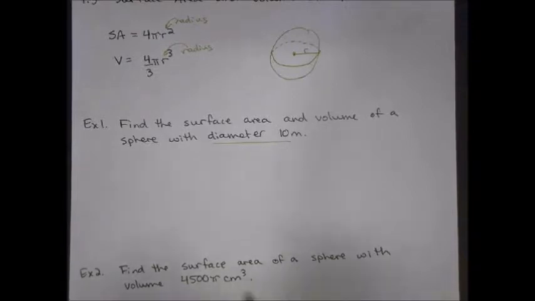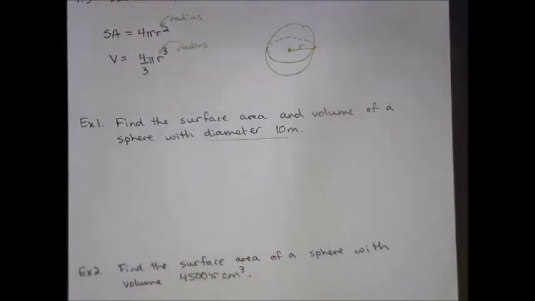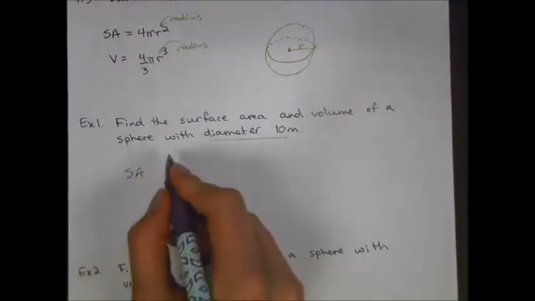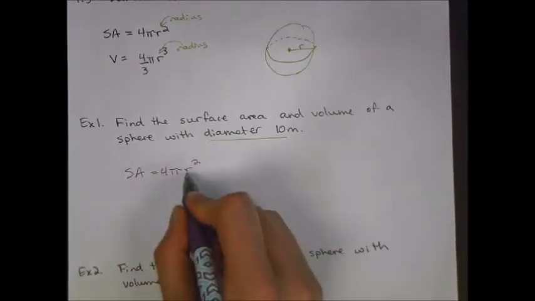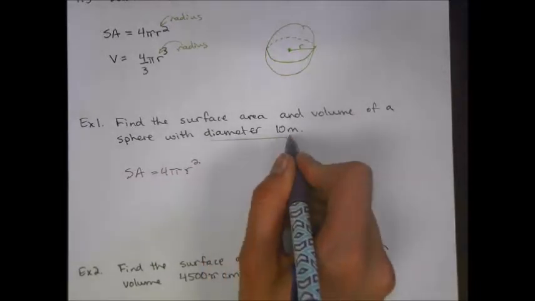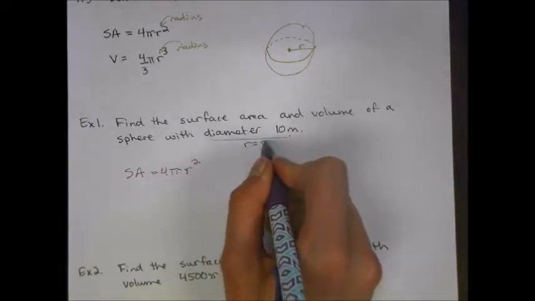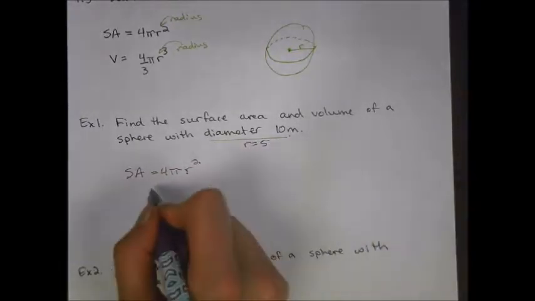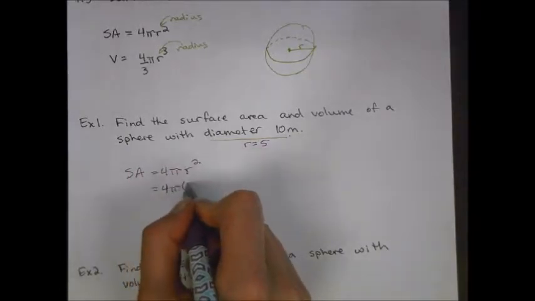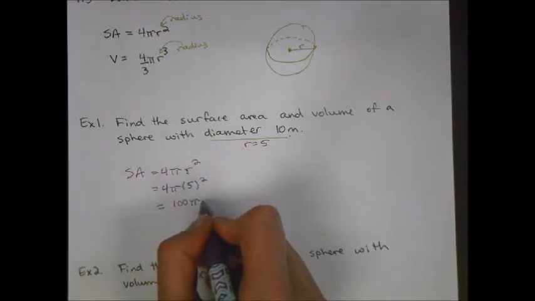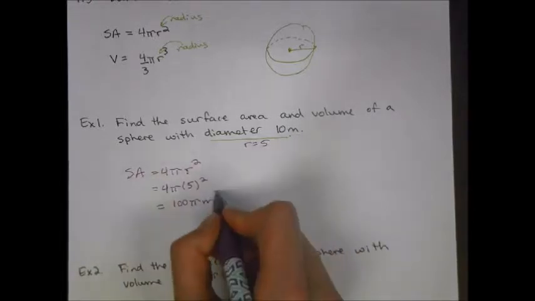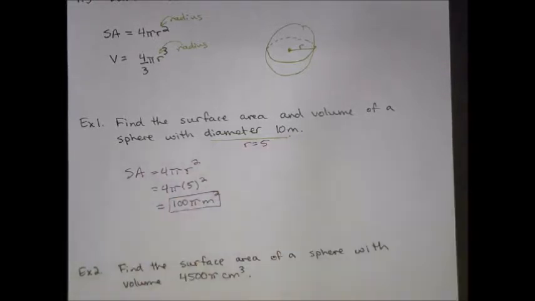Now that you've had a chance to try it, let's go ahead and find the surface area. Surface area, 4 pi r squared. We need our radius. Since the diameter is 10, our radius is 5. 4 pi 5 squared, so that's 100 pi meters squared.